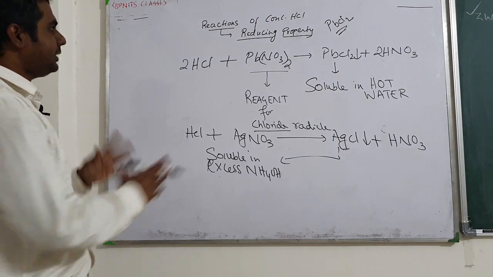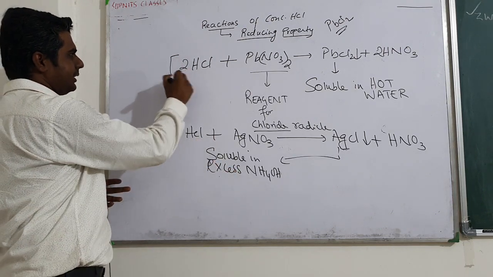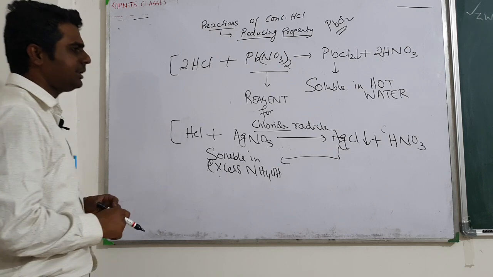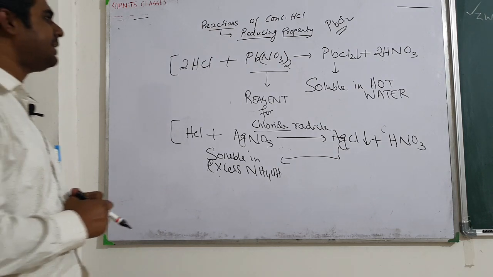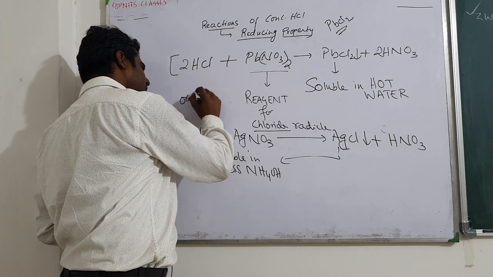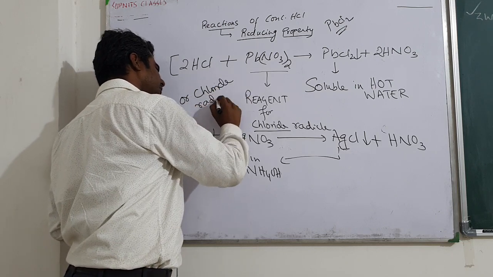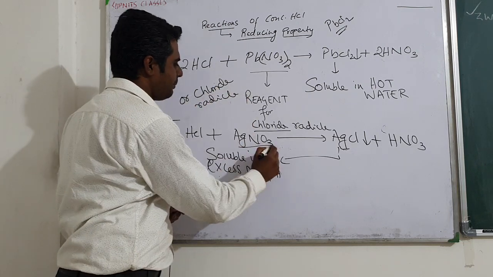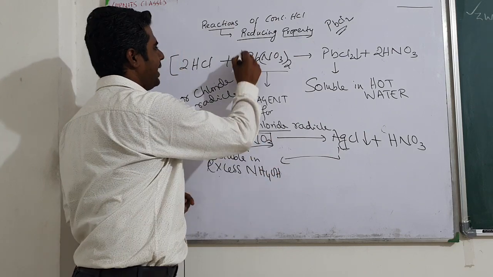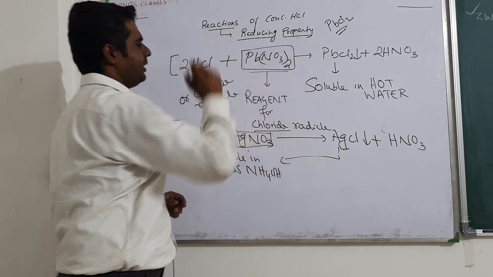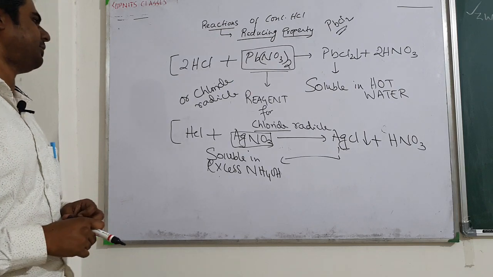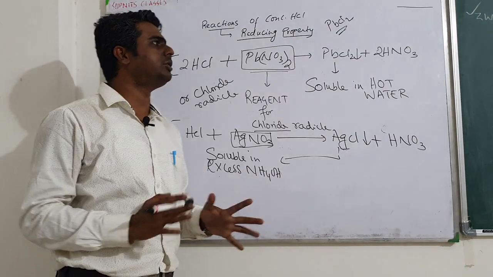So these are some important tests of HCl that we have discussed. Very important. Two important reagents we can use to identify chloride radical: lead nitrate and AgNO3. Very important. Go through this.